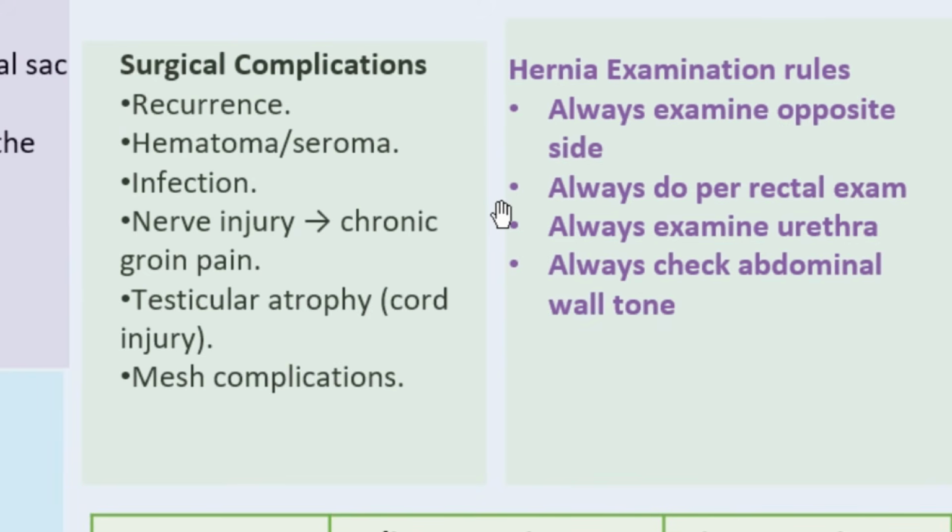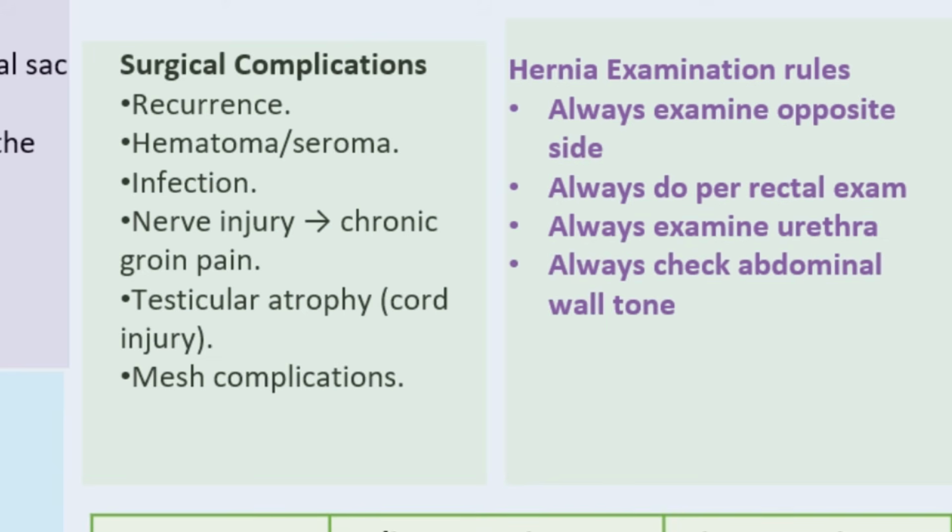So we have some of the complications that come from surgery, and those include things like recurrences, hematoma and seroma. We have infection, we have nerve injury, testicular atrophy, and mesh complications like formation of the meshoma, which is a kind of hardening around the area of the mesh. And other things, they also increase the risk of infection with mesh because this is a foreign body.